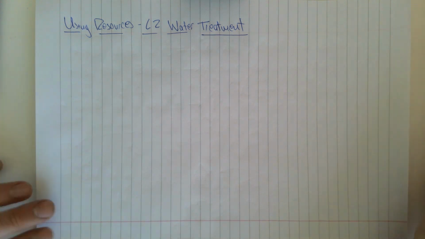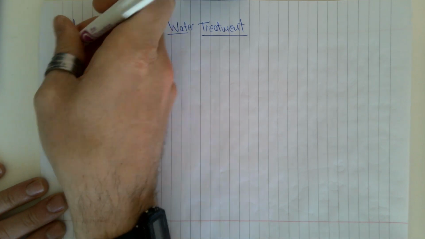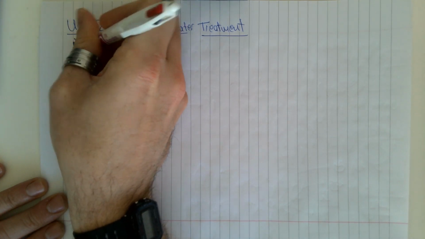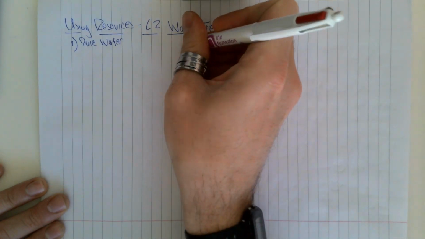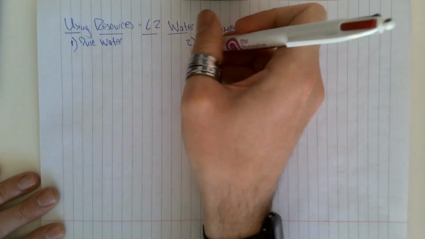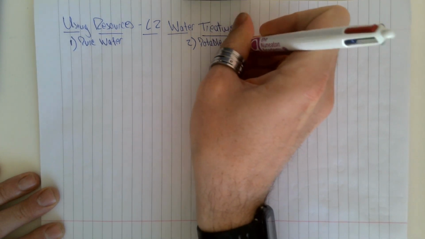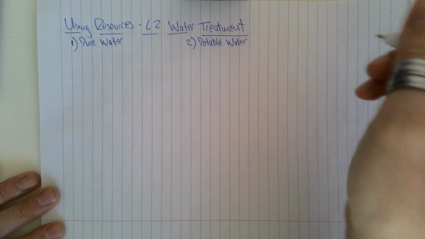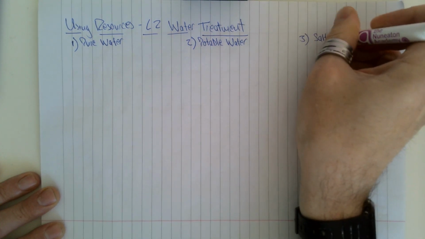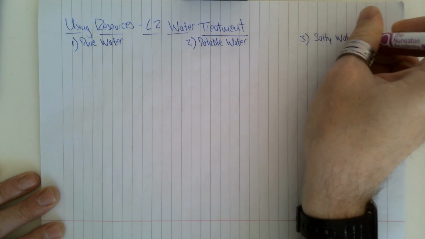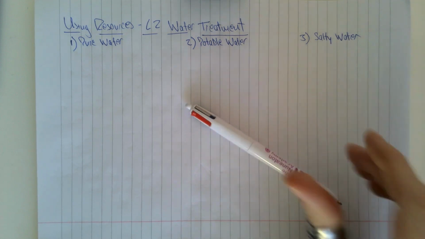So the first thing I want to start with is defining three key terms. Okay? 1, pure water, 2, potable water, and 3, salty water.